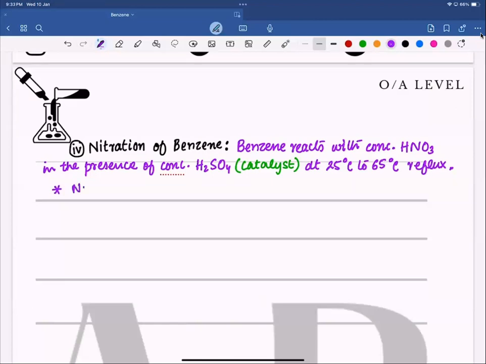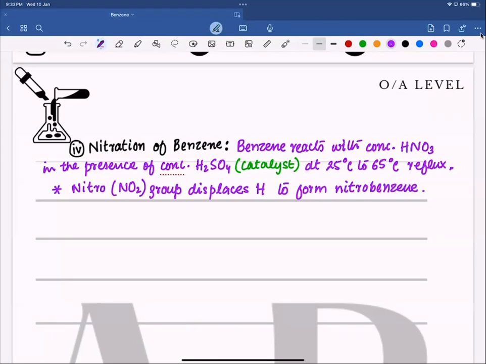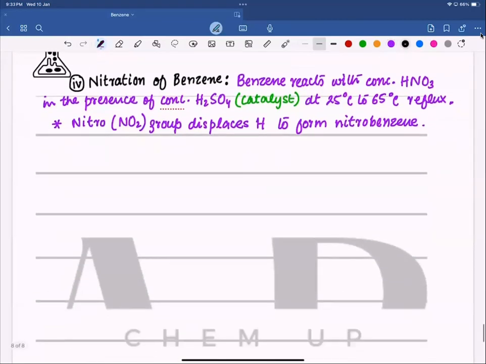And here in this reaction, the nitro group, nitro is the NO2 group, displaces hydrogen of the benzene. So it means NO2 becomes the electrophile with a positive charge. It displaces hydrogen. And the product formed here is nitrobenzene. So let's have a look at the equation.